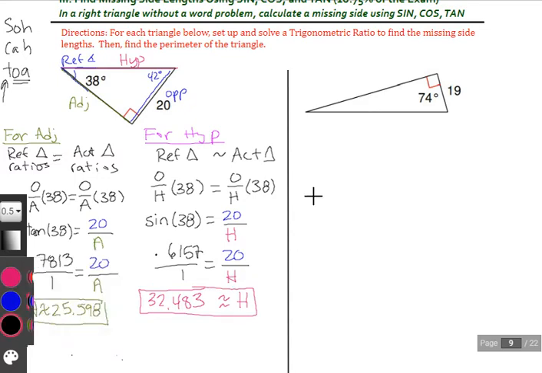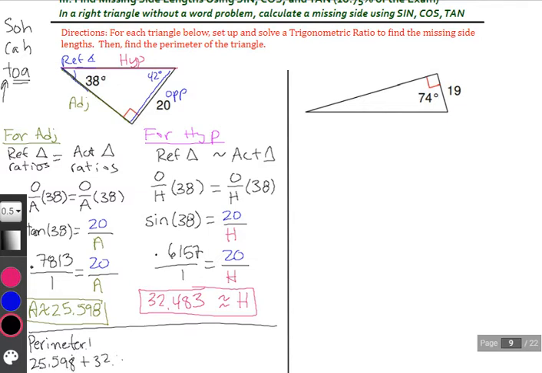All right, so for the perimeter, which I can add on to the problem, we just have to add the three sides together. So we add 25.598, which we got for the A side, plus 32.483, which is the hypotenuse side, and then the given side of 20.